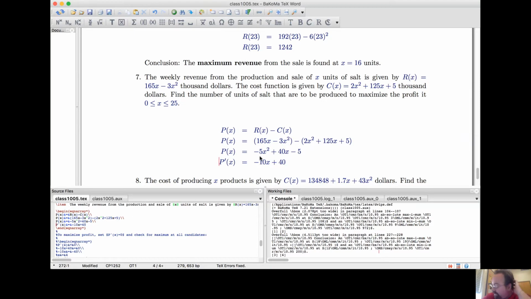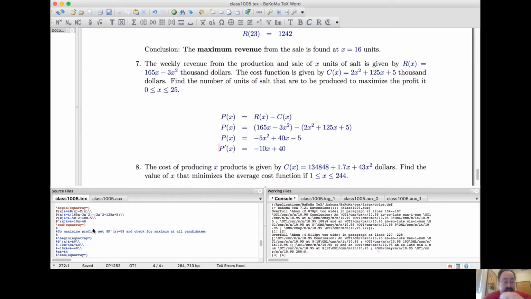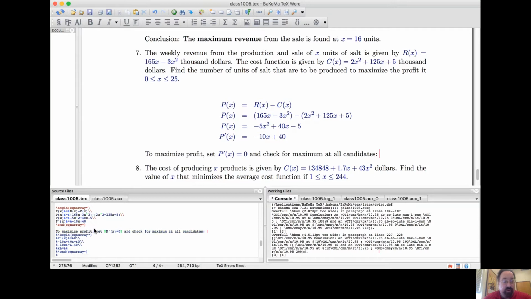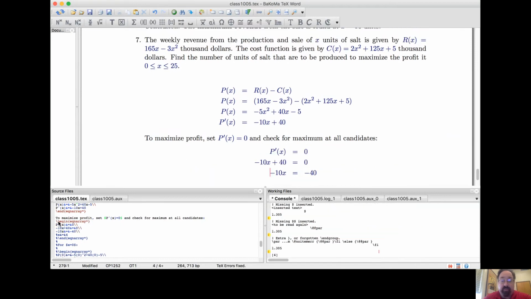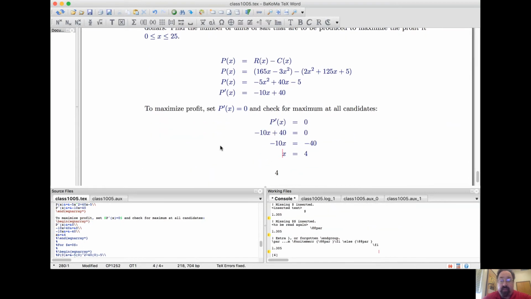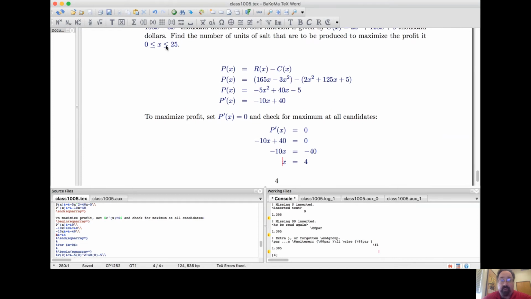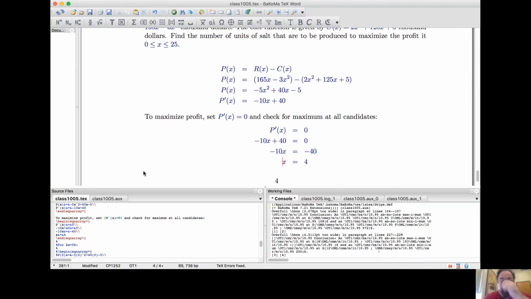So once we have the profit function, then like before, you take a derivative using the power rule, and this is what we get. So then we need to look for critical points by setting the derivative equal to 0 as usual. And we get 4. And 4 does fall within the interval under consideration from 0 to 25. So that is a candidate for the absolute maximum profit.